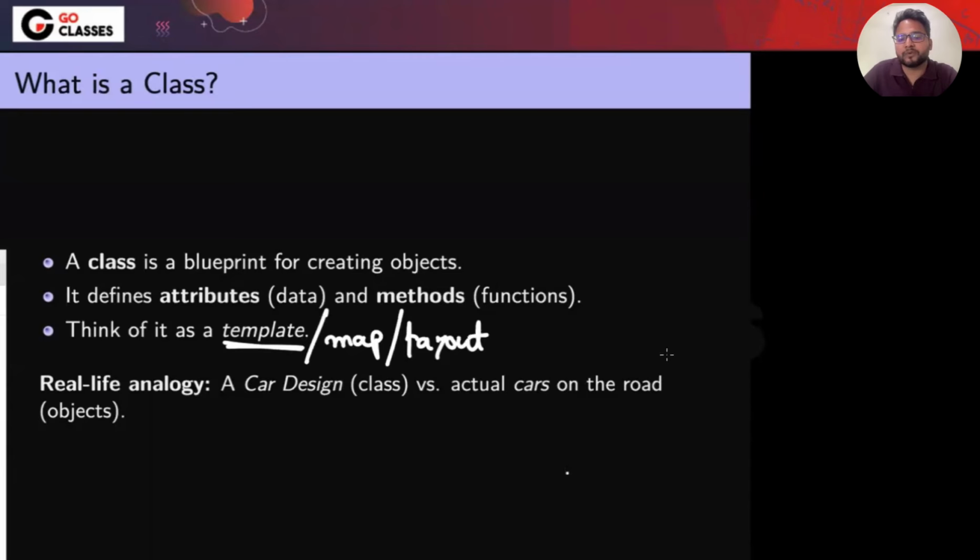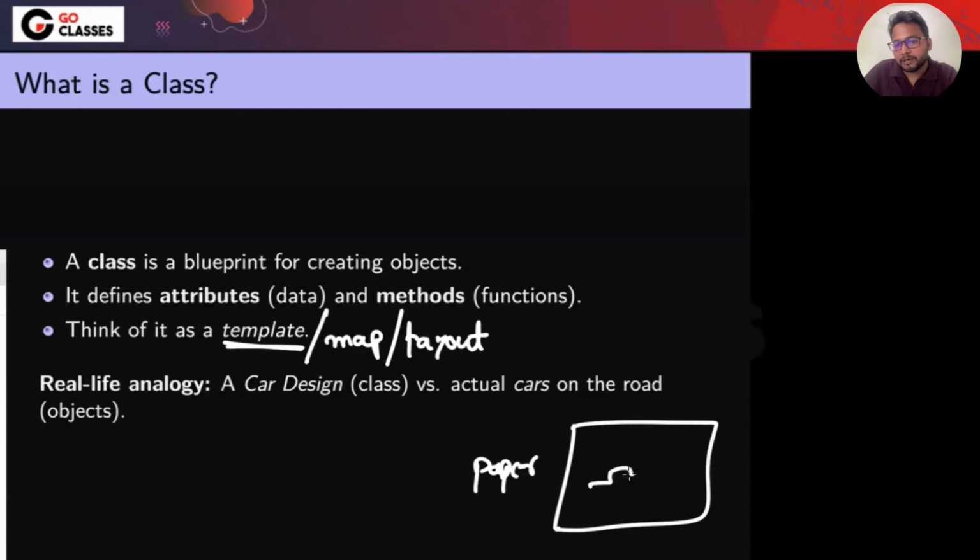If you are designing a car on paper, then the design itself looks like a class. I'm not very good at design, but yes. Basically, a class is just a template. It's not the physical thing, and the actual cars on the roads are the objects.